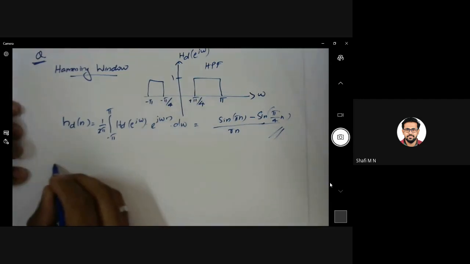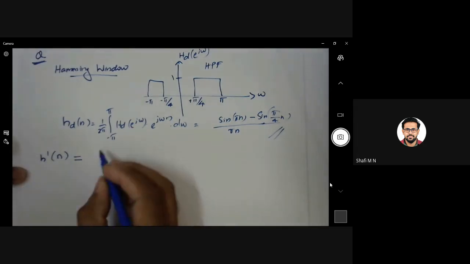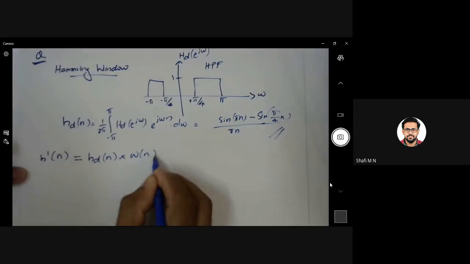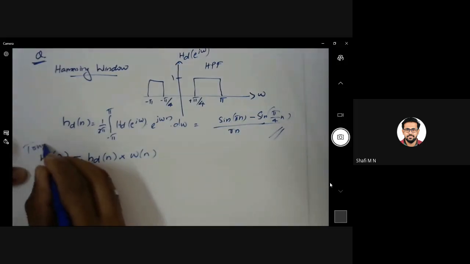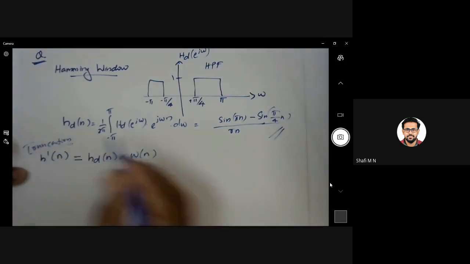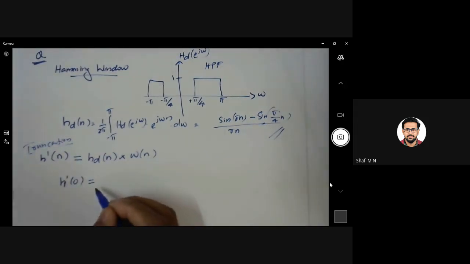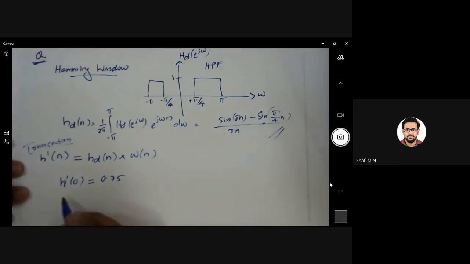See, the second step is you have to truncate it. The truncated sequence, you call it h dash of n. That is the product of hd of n into your window function. This is truncation. Tell me these values. h dash of 0, what was that? We did that yesterday. The same value, 3 by 4, 0.75. Then hd of 1, sorry, this is not h dash, hd. My concern is hd, before we multiply by the window.